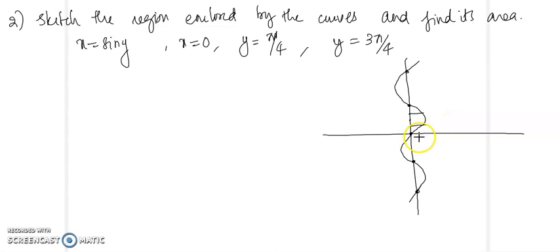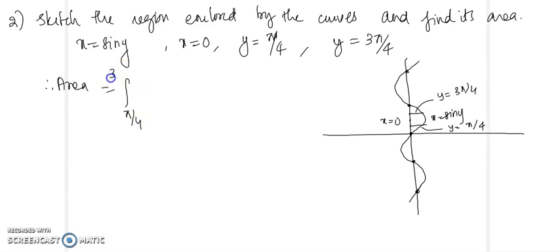You have the graph of x equal to sin y, then x equal to 0 is the y-axis. So this is x equal to 0, x equal to sin y. So here you have y equal to 3 pi by 4 and here you have y equal to pi by 4. So on the left you have x equal to 0 and on the right you have x equal to sin y. So therefore the area is given by integral pi by 4 to 3 pi by 4 sin y minus 0 dy.